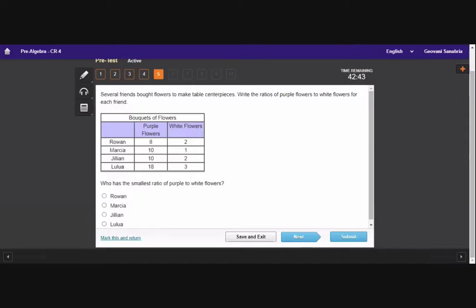Friends bought flowers to make table centerpieces. Write the ratios of purple flowers to white flowers for each friend. Who has the smallest ratio of purple to white? So this one's the smallest number. And purple to white. All right.